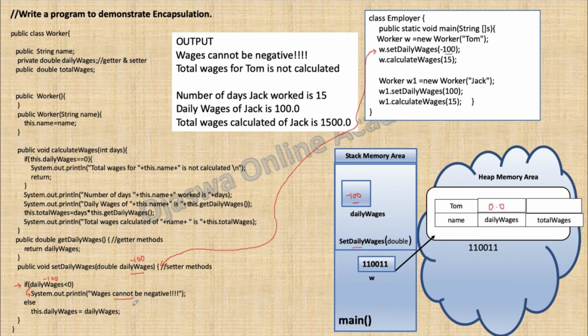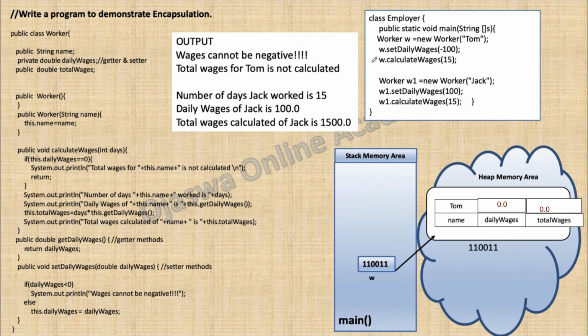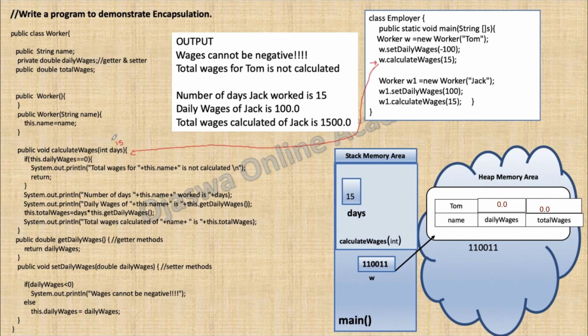So after this execution, control goes back, memory for the local variable is released, and the next statement executed is w.calculateWages. So this is a method call. Control of the program will go to the definition of calculateWages, and the argument 15 will be stored in this local variable days. The local variable days will have memory reserved on the stack belonging to the method calculateWages. Now we have not set a value for daily wages.